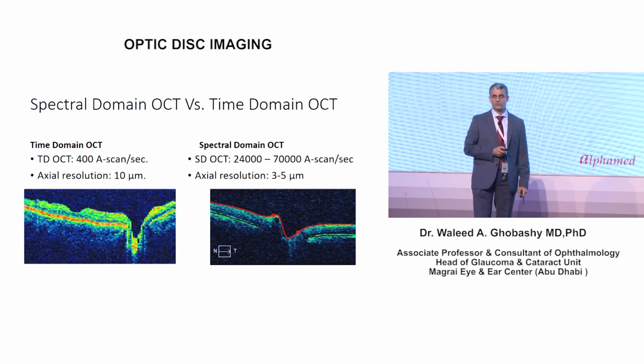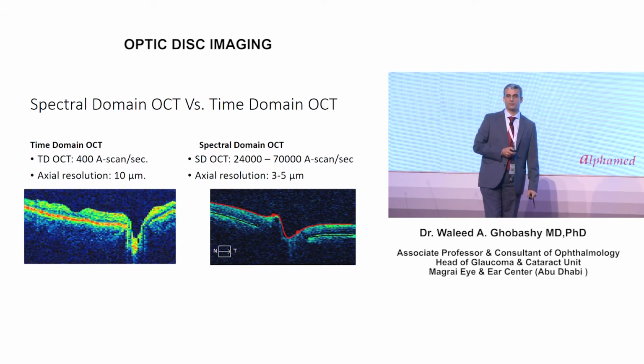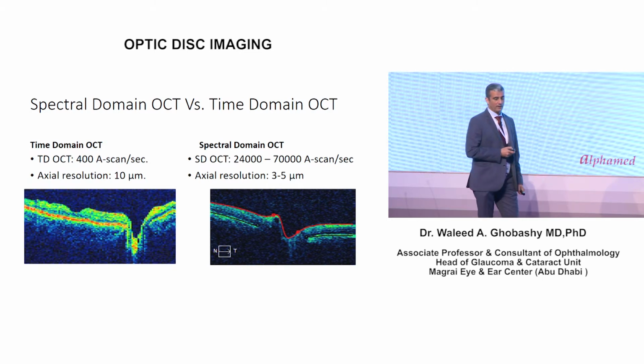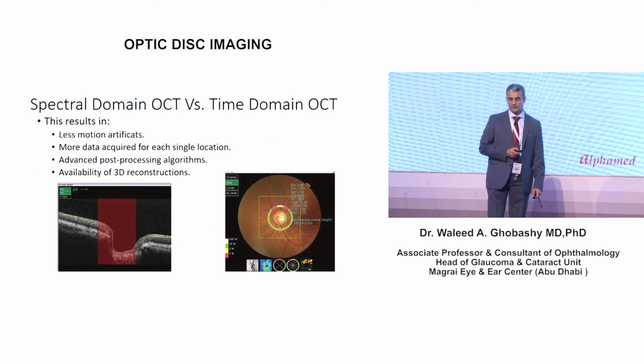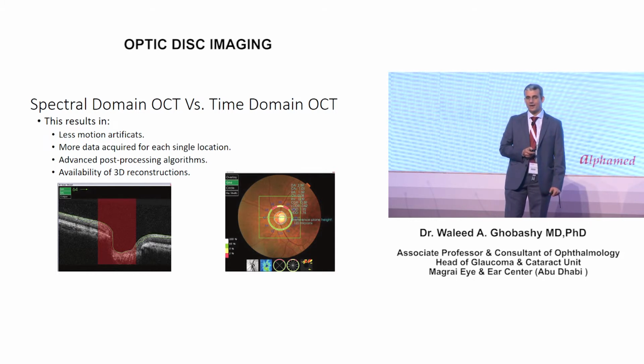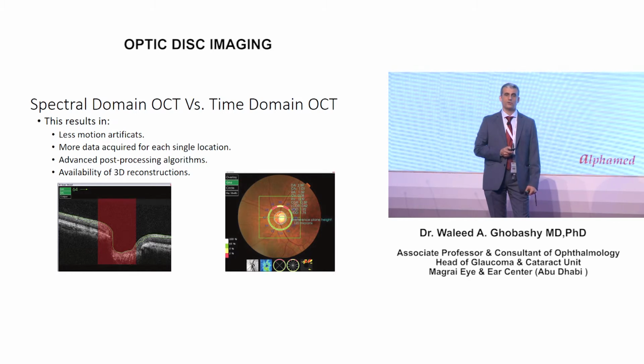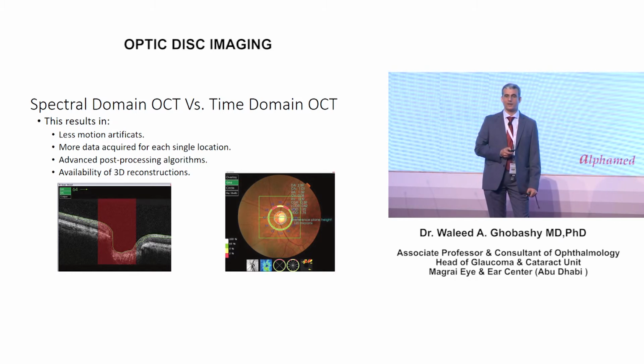We now have a resolution of about 3 to 5 micrometers with the spectral domain, and the difference in the clarity of the photos is clear. Also, this high speed and high resolution allow fewer motion artifacts. We know how even simple eye movement can affect the outcome of the OCT. More data is acquired for a single location, and 3D reconstruction is available.